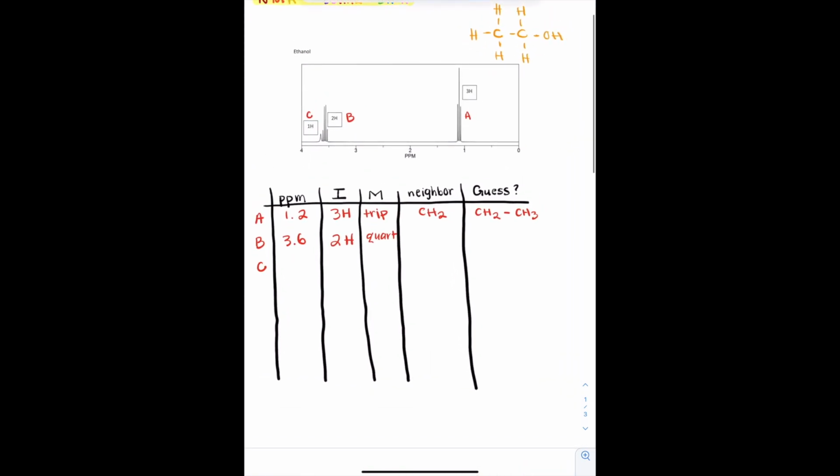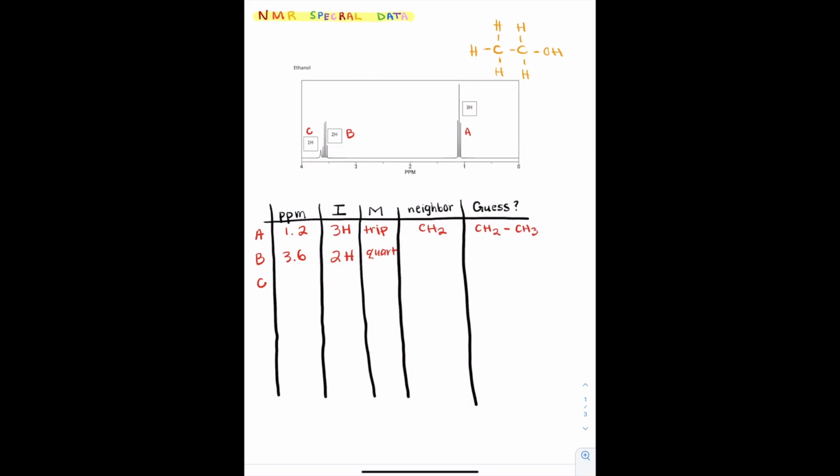And so as I explained earlier, if the quartet is the multiplicity, we're going to have subtraction of 1 for the neighbor. So for this one, we're going to have CH3. And so the guess is going to be, again, based off the integration in the neighbor. So we will have CH2 connected to a CH3 again. And as we already discussed, that is in the molecule, so we are on the right track.